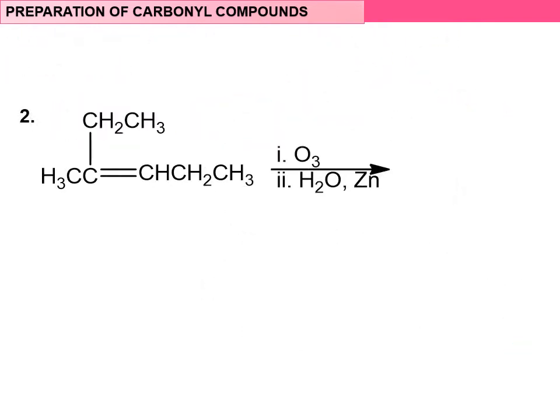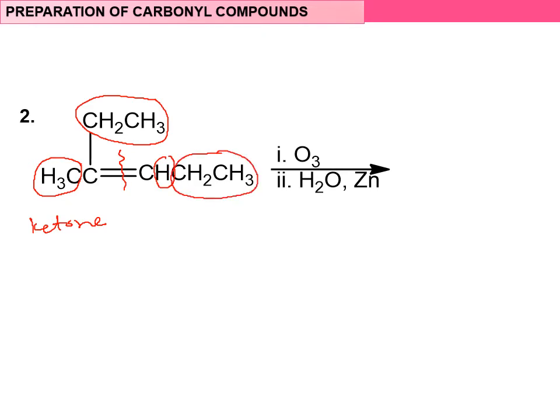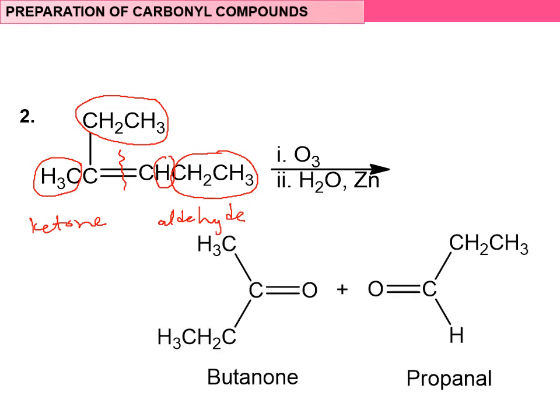Okay, let's do question number 2. Look at the alkene. By now, I think you can see that we are going to break this double bond, making a cleavage over there. And then the alkene carbon here would have one methyl group and one ethyl group. So this would be a ketone over here. And then the alkene carbon number 2 on the right here would have one hydrogen atom and one ethyl group. It is going to form an aldehyde here on the right. So the products would be a butanone and a propanal.